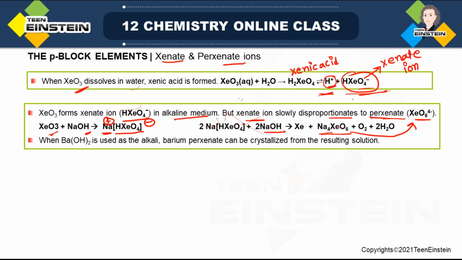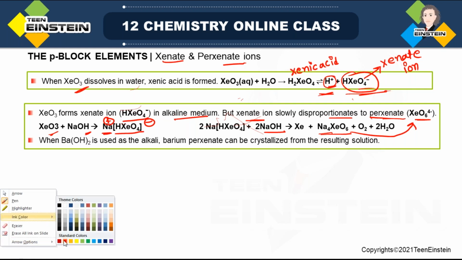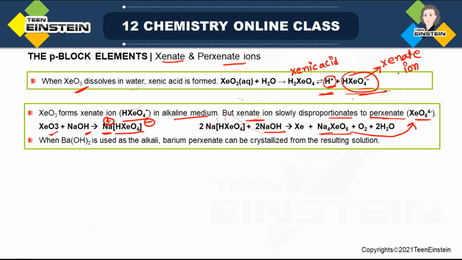Now we will see what the oxidation state of xenon is in these two ions. When it is xenate ion, suppose the oxidation state is X. For hydrogen we consider 1, then X, for 4 oxygen it is 4 into minus 2, and overall charge is minus 1. So what is the value of X? X will be minus 1 plus 8 minus 1. That means 8 minus 2, so it is plus 6. So here the oxidation state is plus 6.